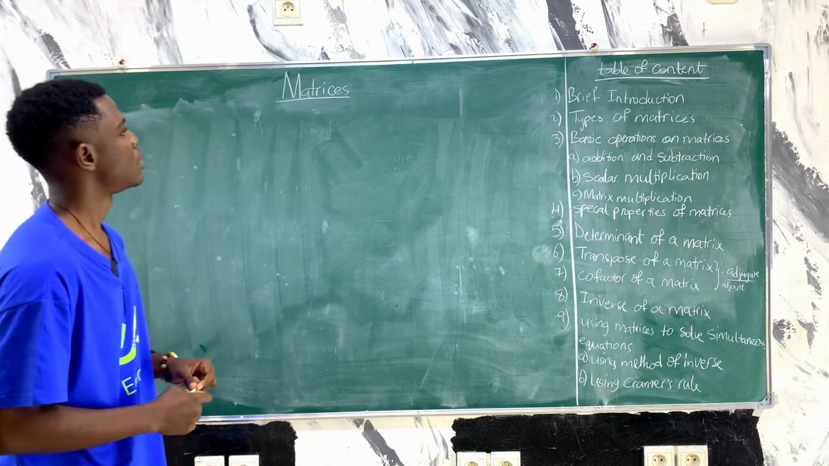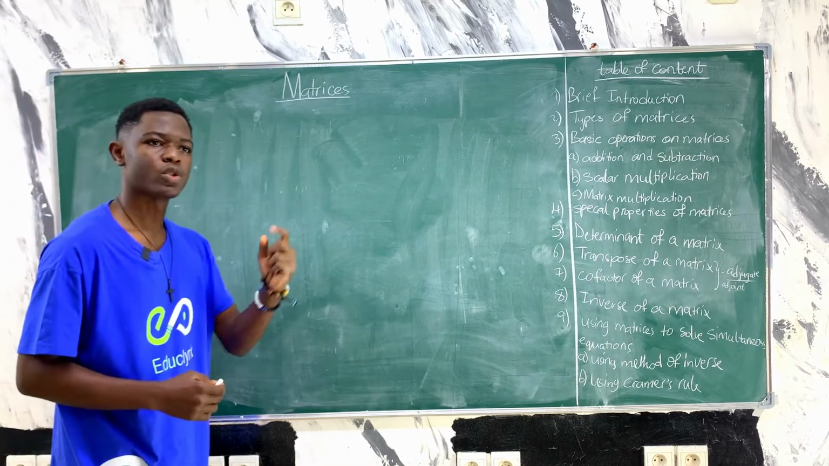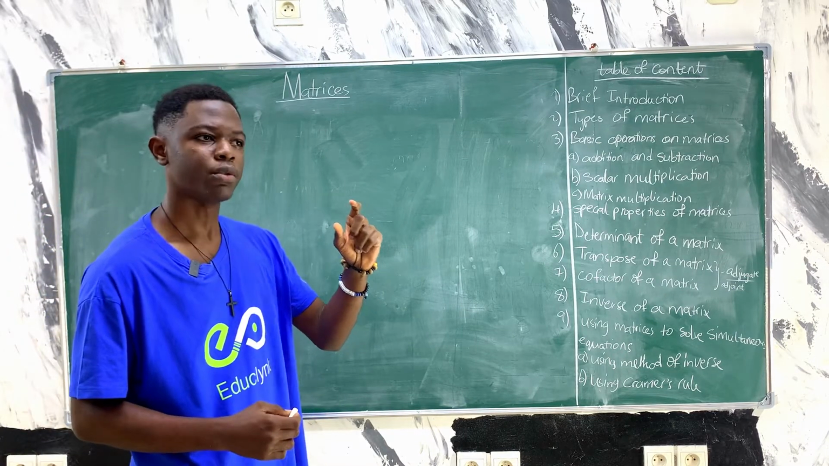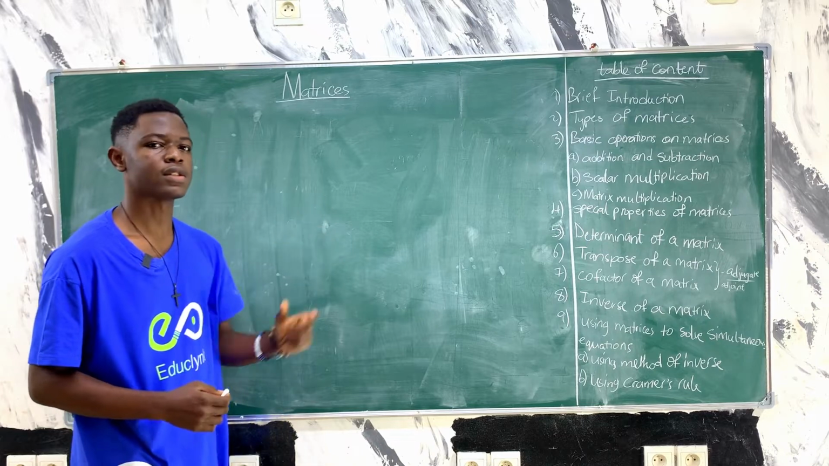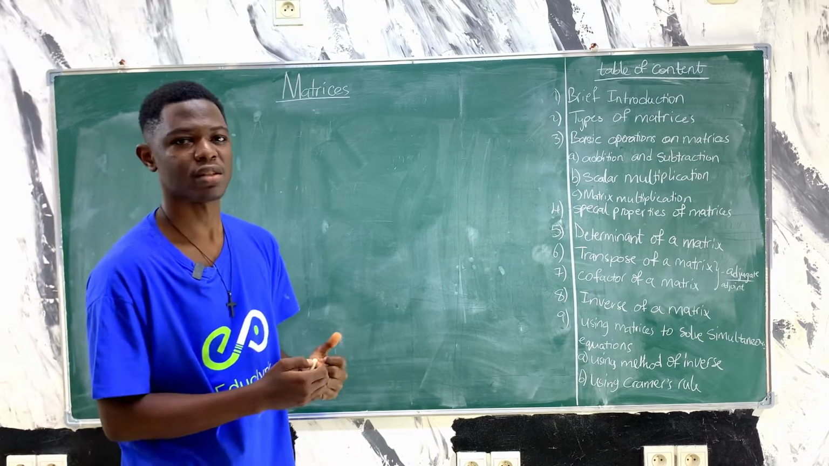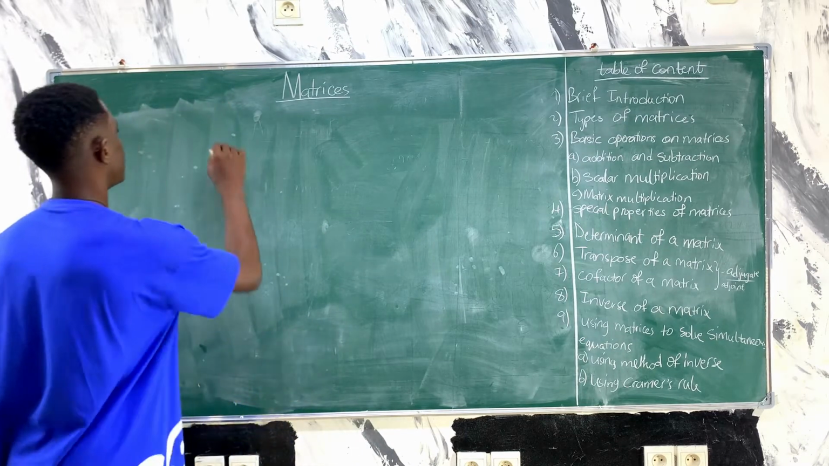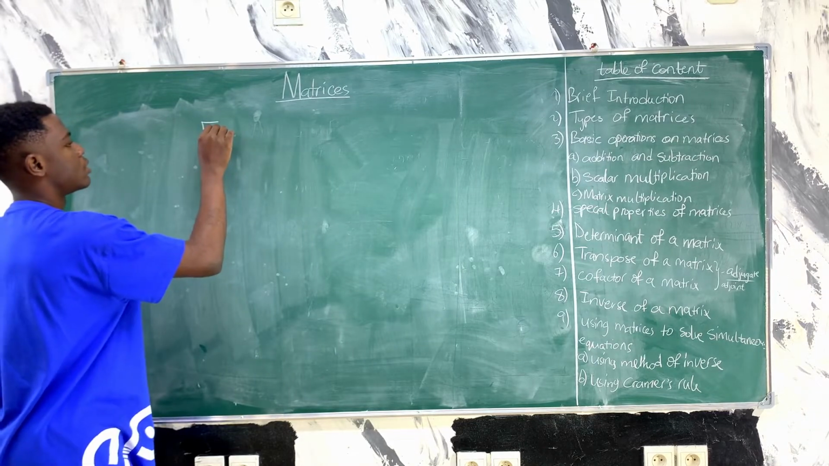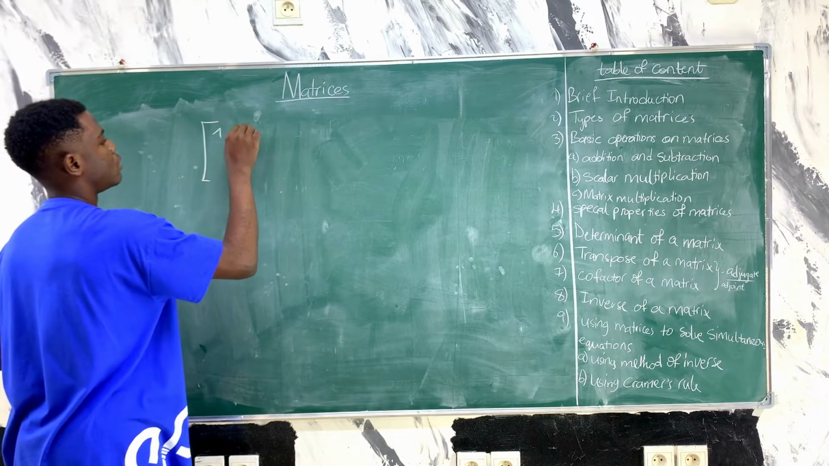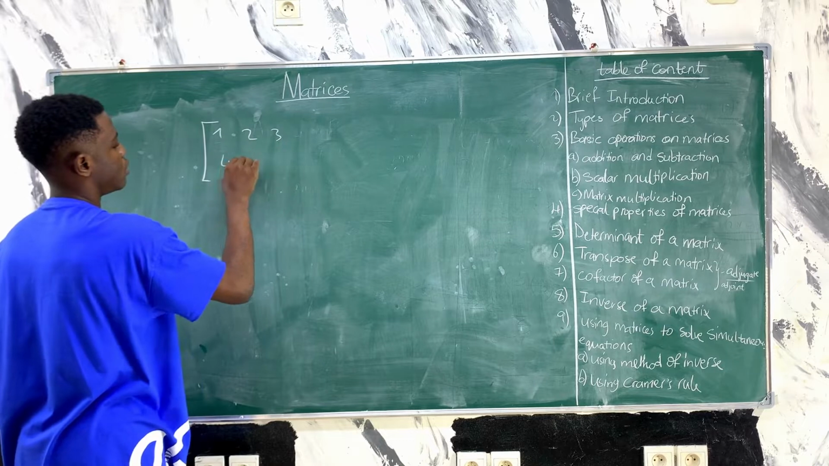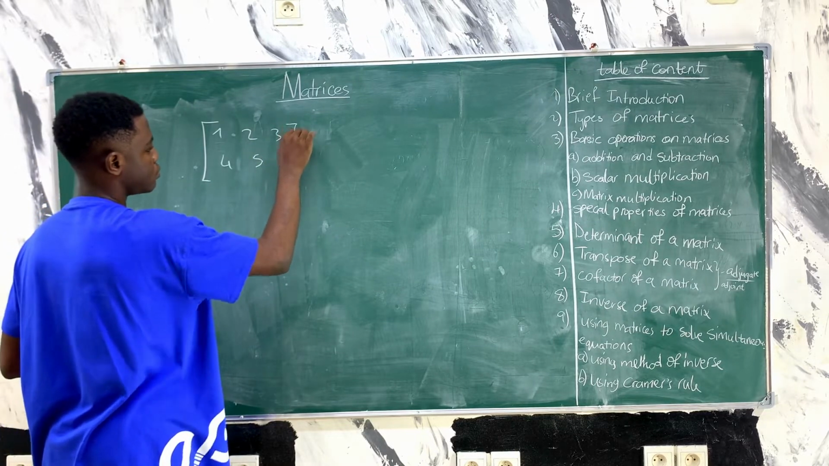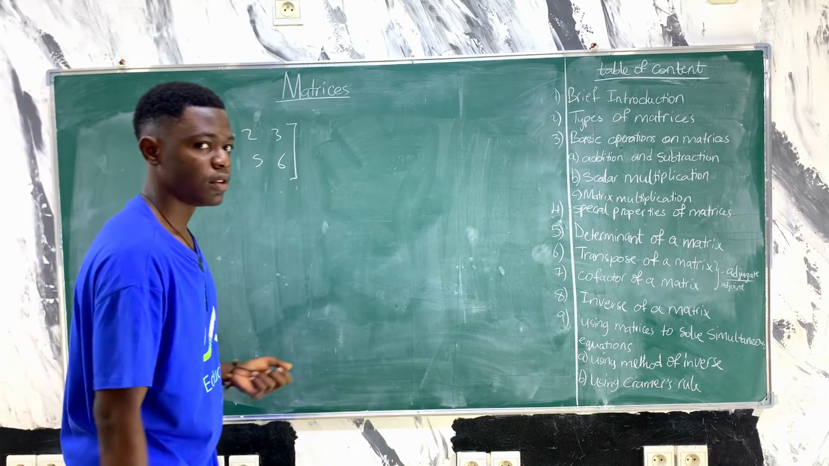So what is a matrix? A matrix is just a square or rectangular representation of quantities. It could be numbers, it could be letters. So an example of a matrix is this. This is a matrix.